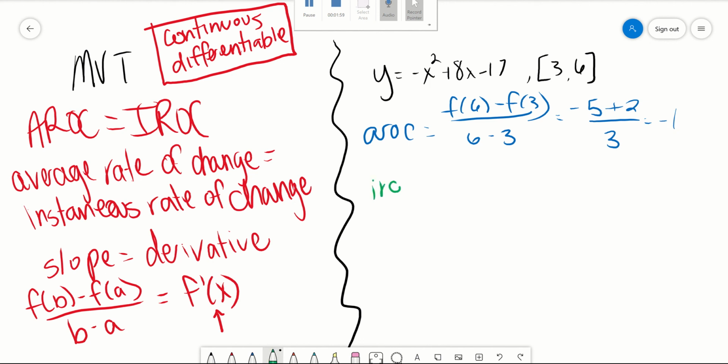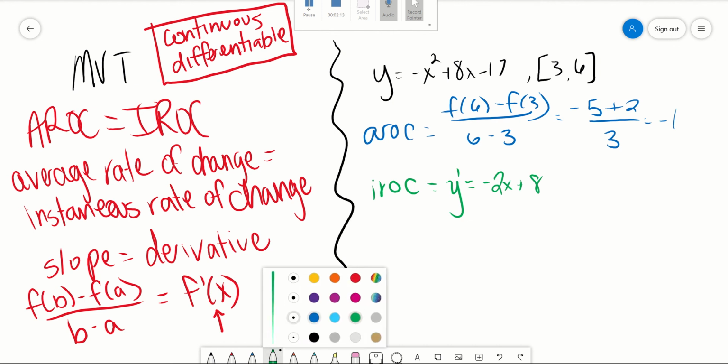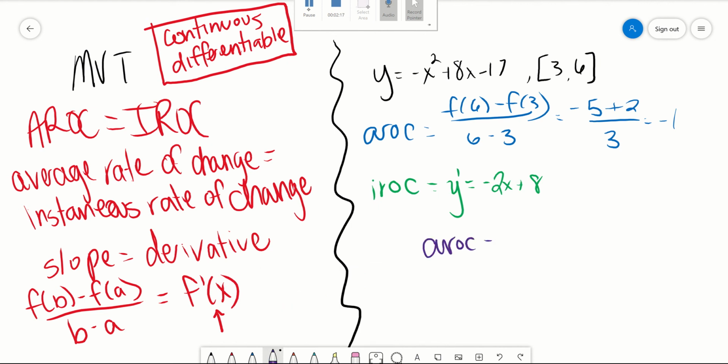Now our instantaneous rate of change is the derivative, so y prime. So the derivative of that is negative 2x plus 8. So if we want to find the value that satisfies the conclusion of the mean value theorem, then that means we need to set A-ROC equal to I-ROC. So the average rate of change is negative 1. The instantaneous rate of change is negative 2x plus 8. We're just going to solve for x.